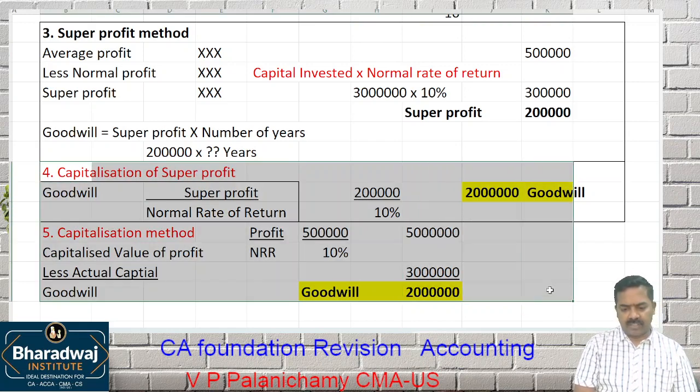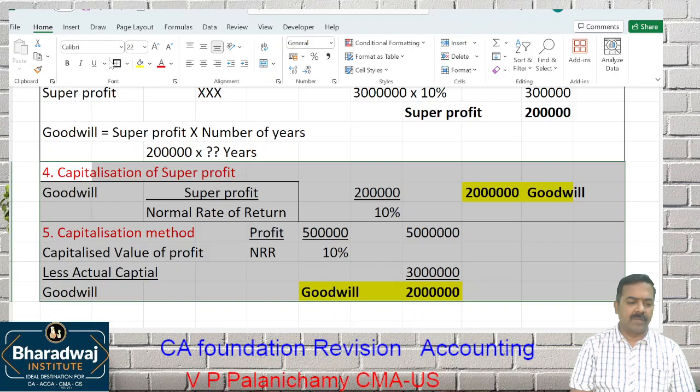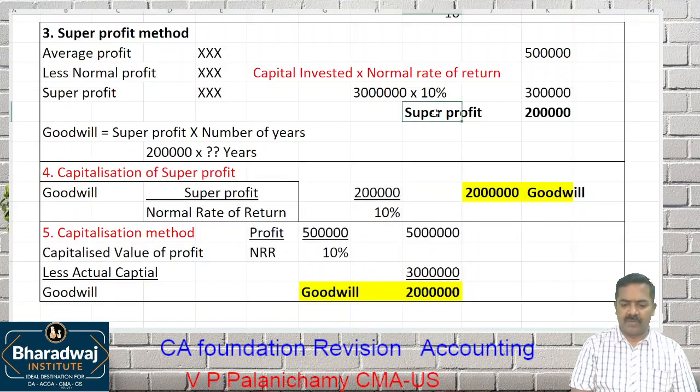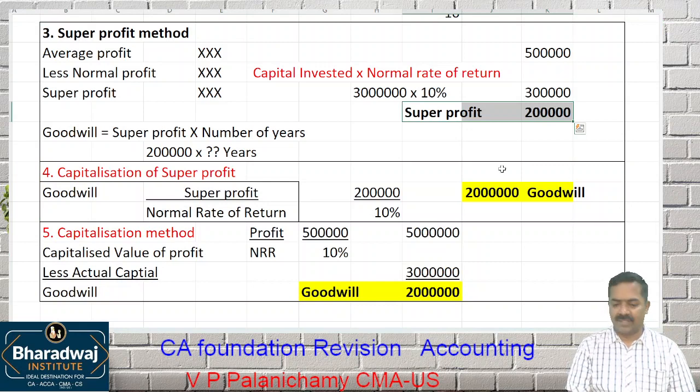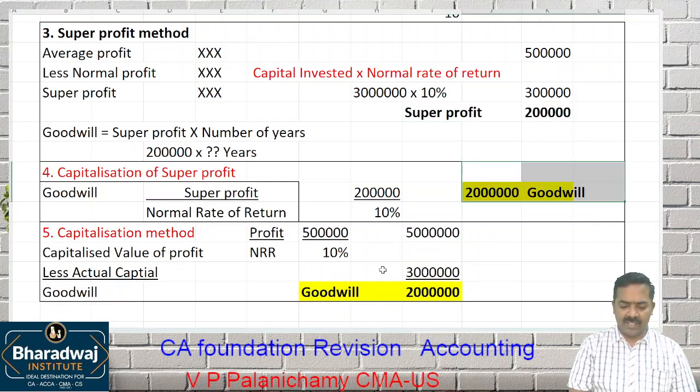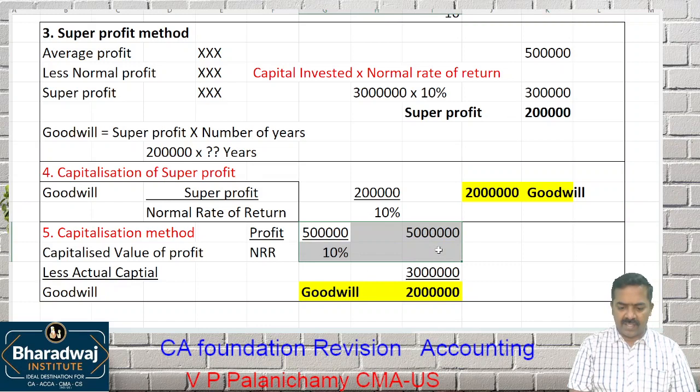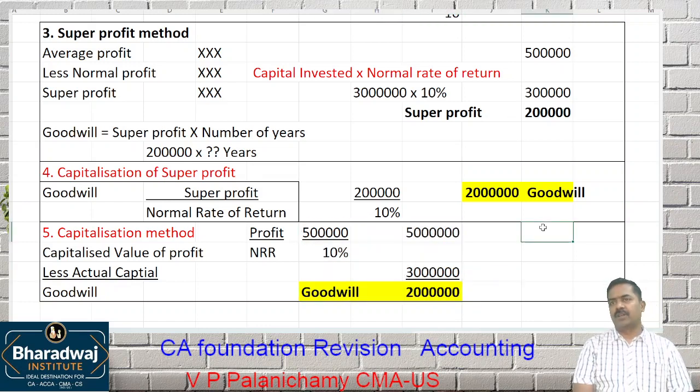So always the fourth and fifth method will give the same answer. It is just thinking in two different ways. Using this profit we work out: how much extra have we earned? 2 lakhs. For that how much capital is needed? 20 lakhs. That is goodwill. Here, for this profit 50 lakhs capital is needed, but we earned just with 30 lakhs. Now difference is called as which one? Goodwill.